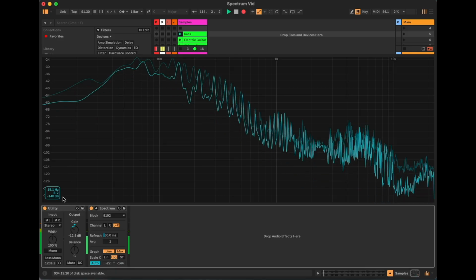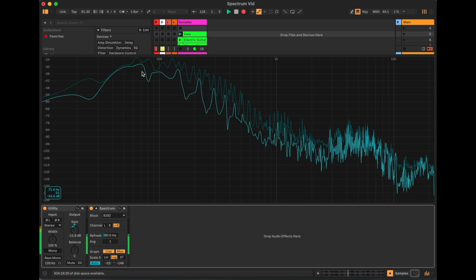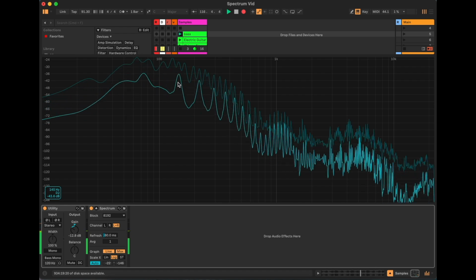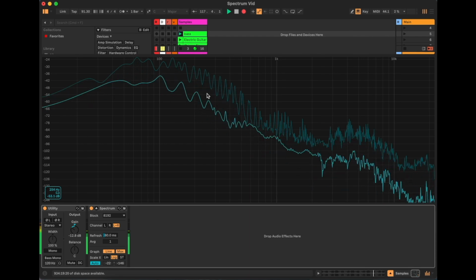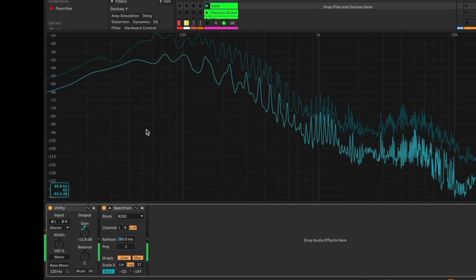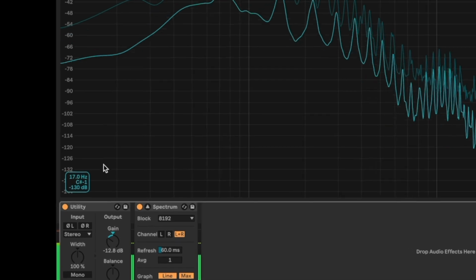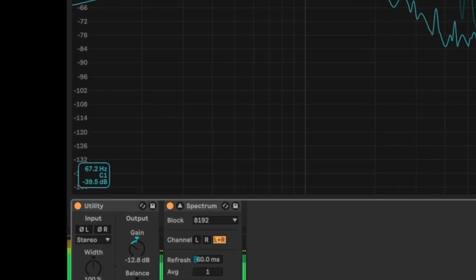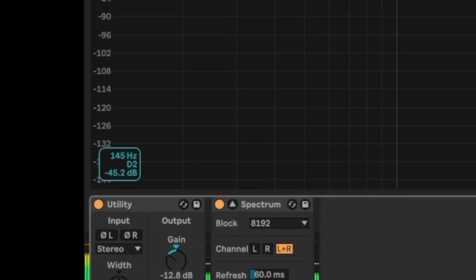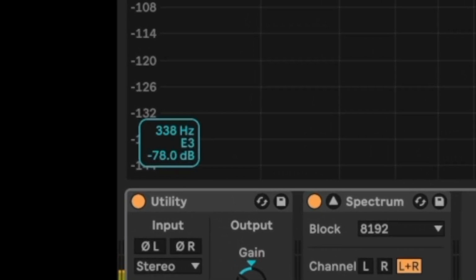Where I am hovering the cursor in the window indicates the decibel of the frequency I'm hovering at in Spectrum's window. Notice when I move the cursor in the window, the frequency and the decibel numbers are changing at the same time. Where I'm hovering the cursor in the window will tell me the frequency as well as the amplitude in decibels of that frequency.